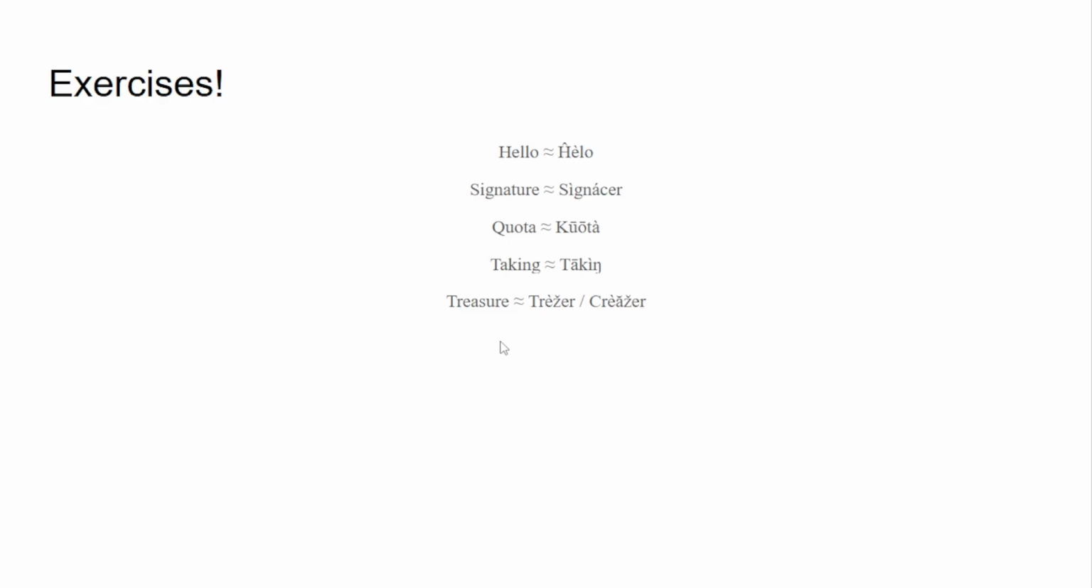Treasure. So this is interesting. You can put the E with the grave here, and here's the letter G, and then ER with the either non-colored or colored rotic, or you can spell it with chi because some people will pronounce this word as treasure. A lot of people pronounce it like that. Here's also an A with the breve.